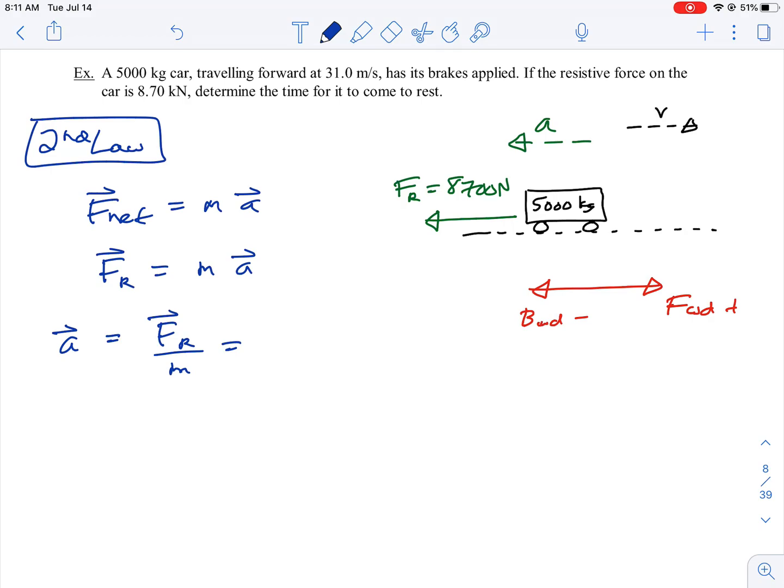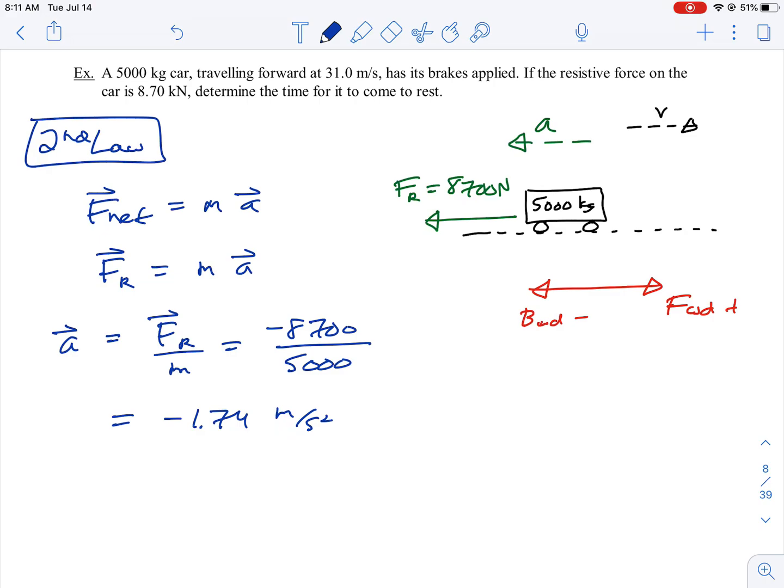And Fr is negative 8,700 newtons divided by 5,000 kilograms. So that gives about negative 1.74 meters per second squared, backwards. Good. Okay. So that's actually stage one.